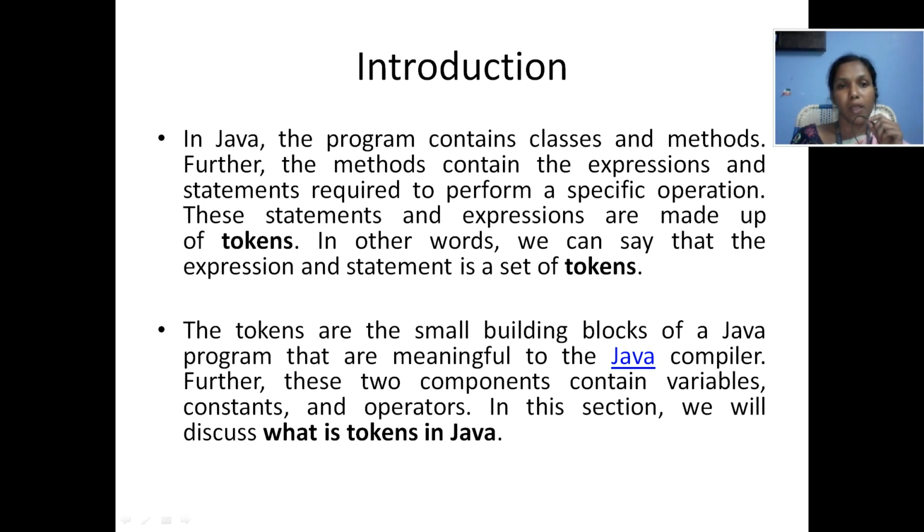In a Java program, which has classes and methods, the methods further contain expressions and statements to perform specific operations. How can these statements and expressions be formed with the help of tokens? An expression is a combination of operators, identifiers, and values. So at any moment, statements or expressions can be formed with tokens only. So a token is the smallest individual unit of any program.